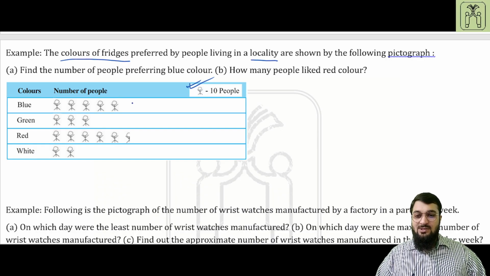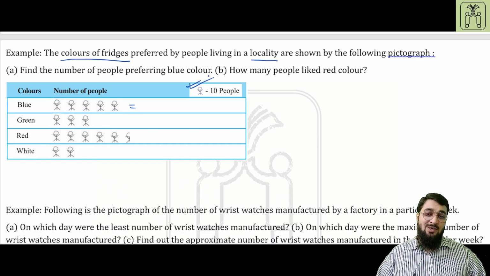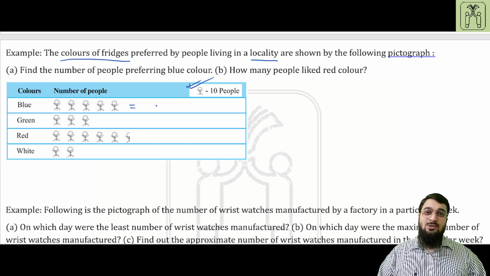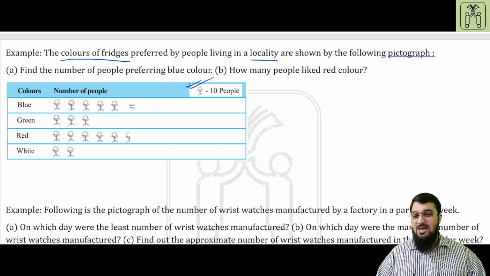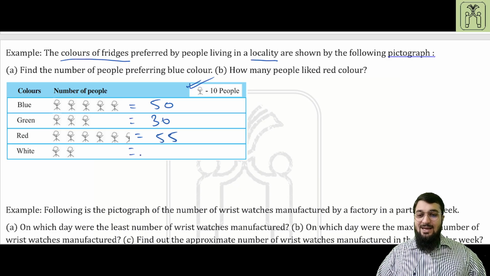So blue represents, first of all, before solving part A and part B, what we will do? We will just write the actual numbers that the pictograph represents. So 1, 2, 3, 4, 5, that will mean 50 people. This will mean 30 people. This will mean 1, 2, 3, 4, 5 and a half. So 5.5 will mean 55 people, and this will mean 2 people. Why 5.5 will mean 55?